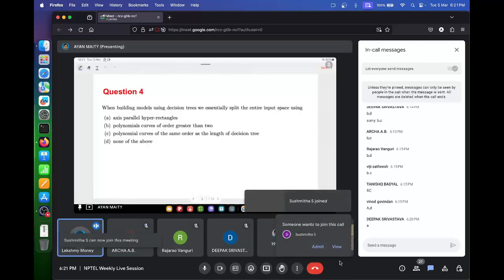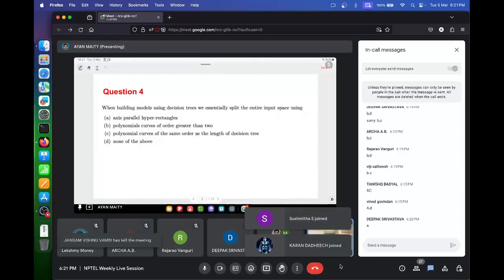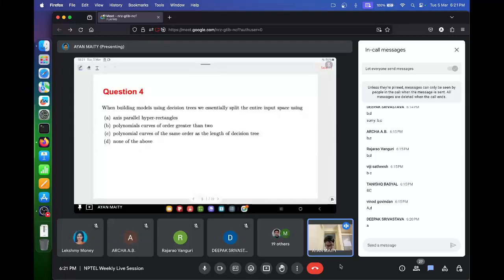The answer to this question, option A. Okay, so the fourth question is: when building models using decision trees, we essentially split the entire input space using axis parallel hyperrectangles, polynomial curves of order greater than 2, polynomial curves of the same order as the length of the decision tree, or none of the above.